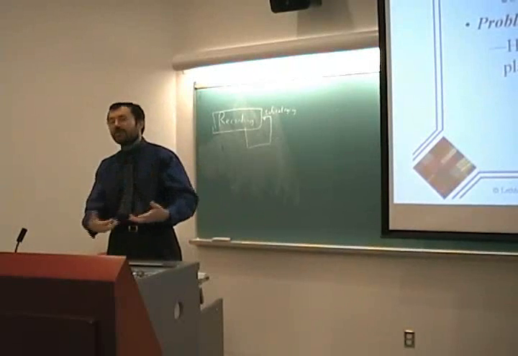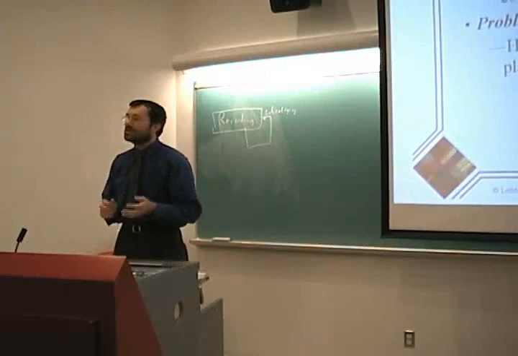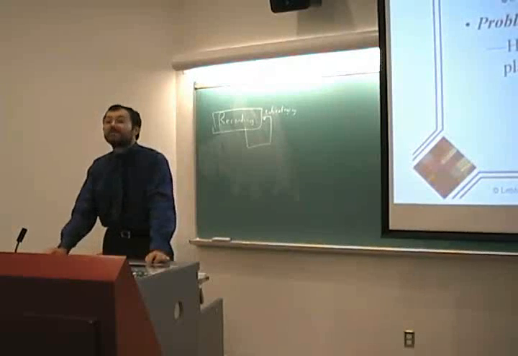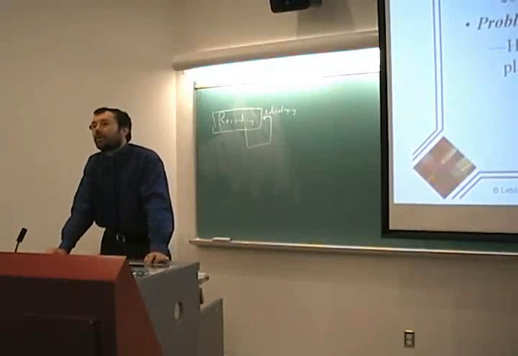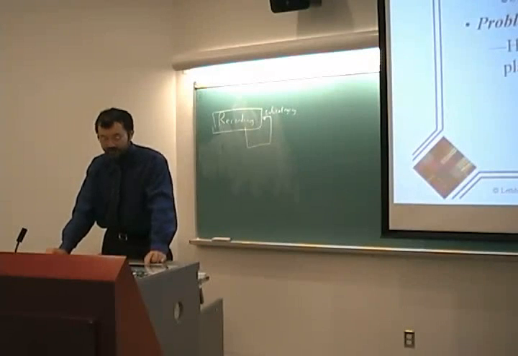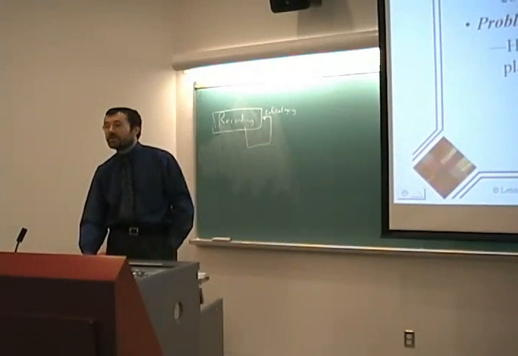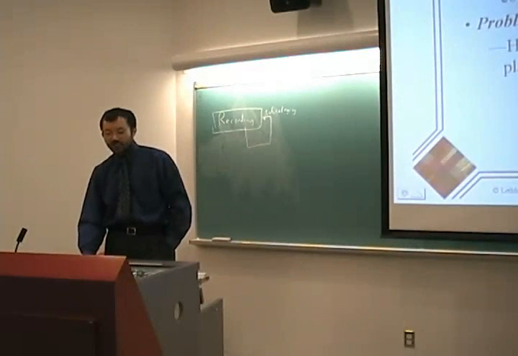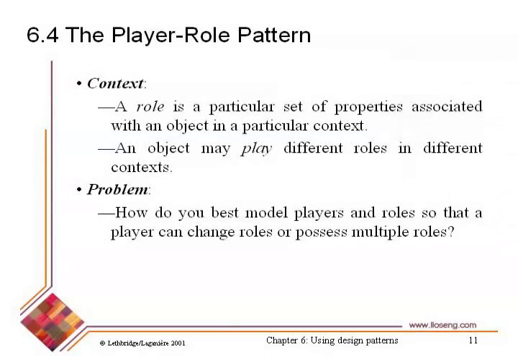Here, with the player role, we're beginning to get into a pattern which is probably more typically employed when we're doing a system domain diagram, where we're not modeling the real world quite so much, but the data about the real world. But this pattern will solve a number of problems that we alluded to in Chapter 5, and in fact we've already seen a case of this. A role is a particular set of properties associated with an object in a certain context. And an object may play different roles in different contexts.